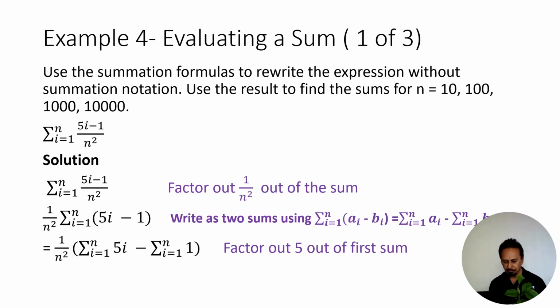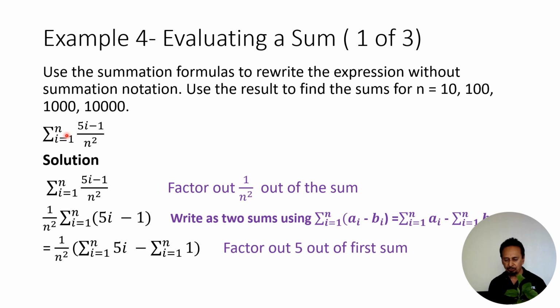Okay, so here we have example 4. We're going to use the summation formulas to rewrite the expression without summation notation. And we're going to use the results to find the sums for n equals 10, n equals 100, n equals 1000, and n equals 10,000.